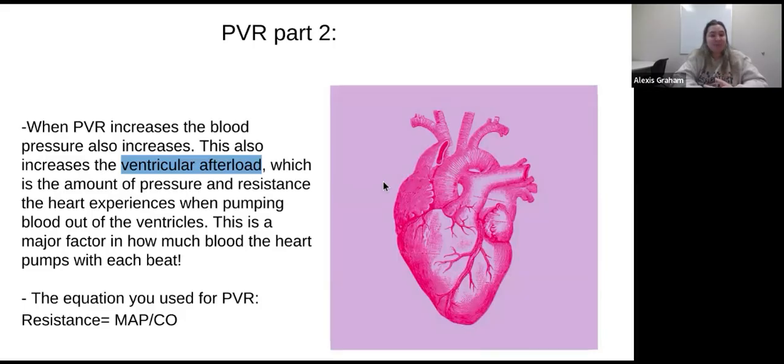Part 2, PVR. When PVR is increased, the blood pressure also increases. This also increases the ventricular afterload, which is the amount of pressure and resistance the heart experiences when pumping blood out of the ventricles. This is a major factor in how much blood the heart pumps with each beat. The equation for pulmonary vascular resistance is mean arterial pressure over cardiac output.